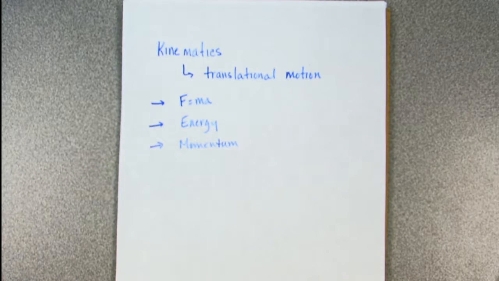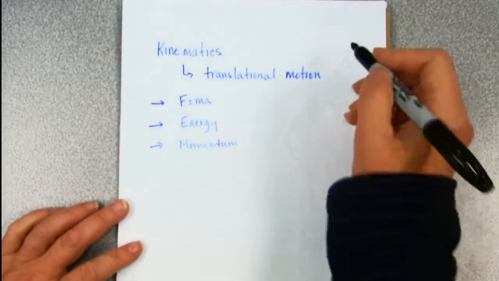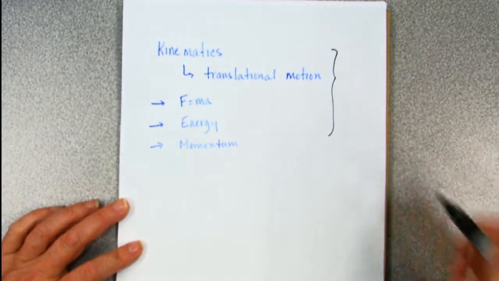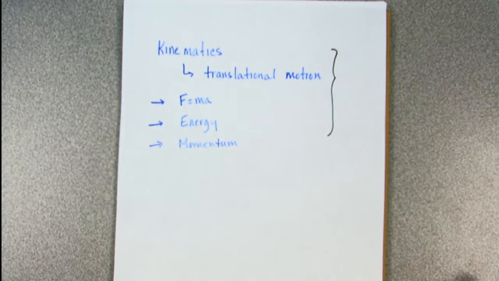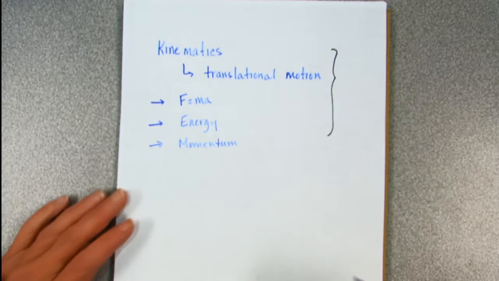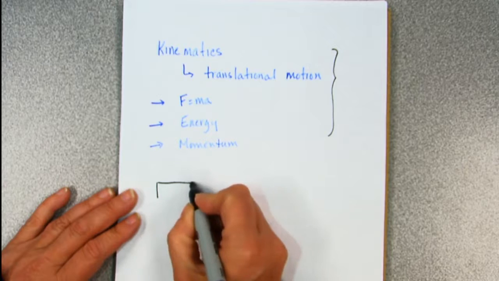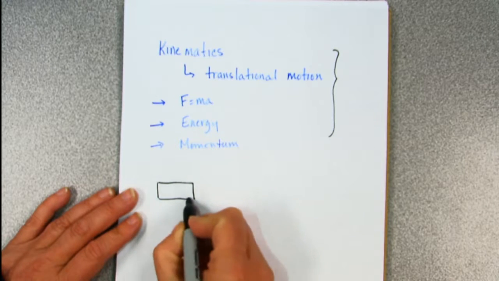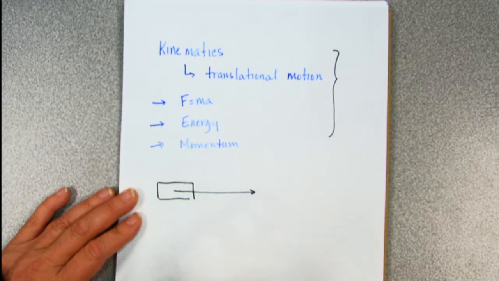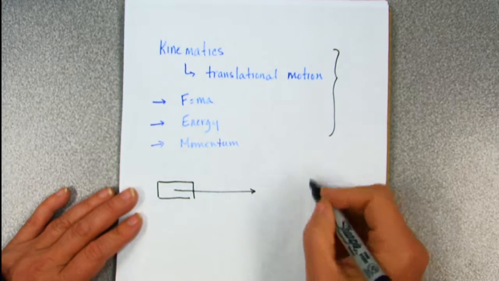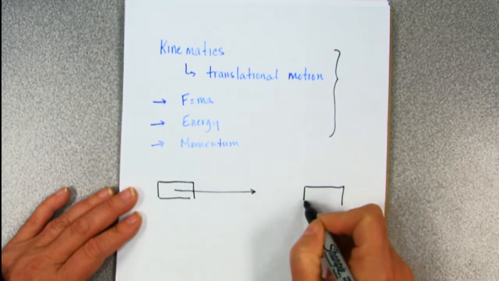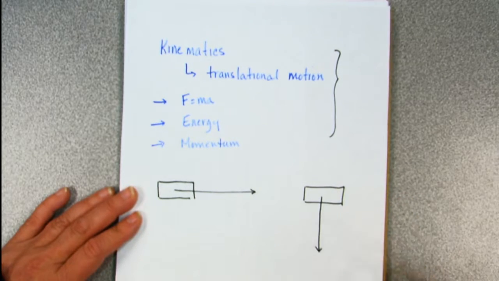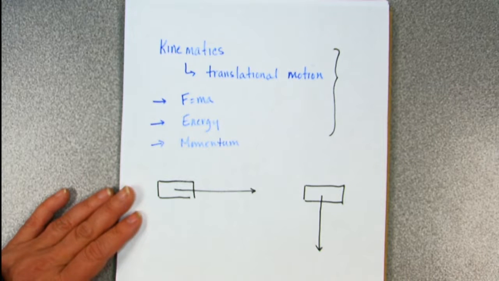Well, what we're fixing to do, because I'm always fixing to do stuff, is we're going to do the same kinds of things, but we're going to change the motion. Okay? So translational motion is when I have a block and it's moving either in the X direction or in the Y direction, or we've got some sort of motion like that.